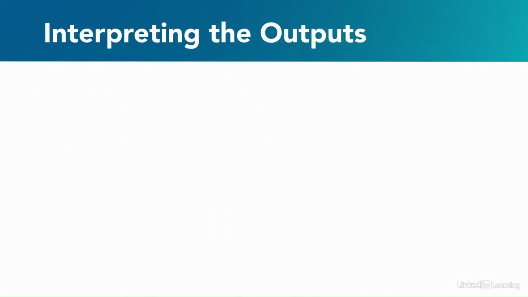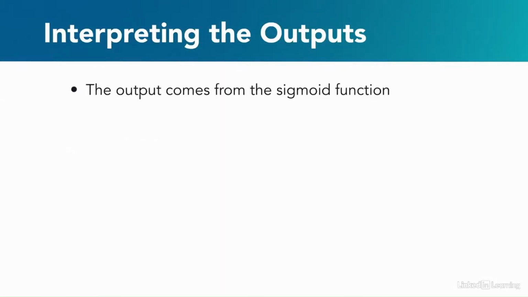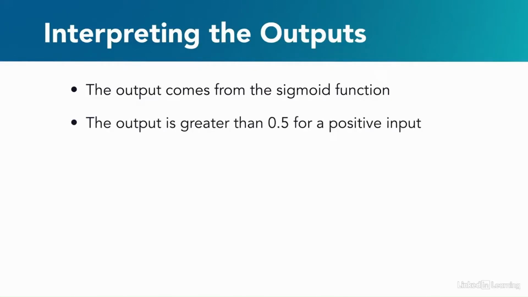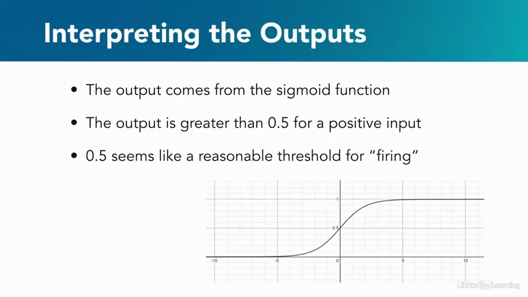So how should we interpret the output values of our neuron? Well, the output comes from the sigmoid function. Notice that the output is greater than 0.5 for a positive input, that is, for a positive weighted sum. This way, an output value of 0.5 seems like a reasonable threshold for firing.